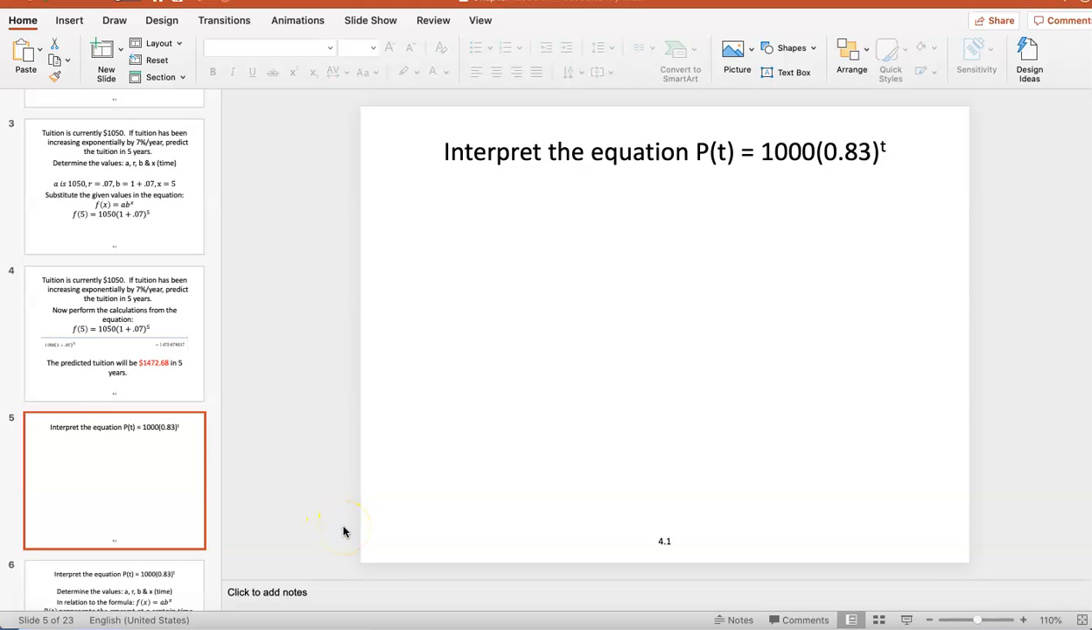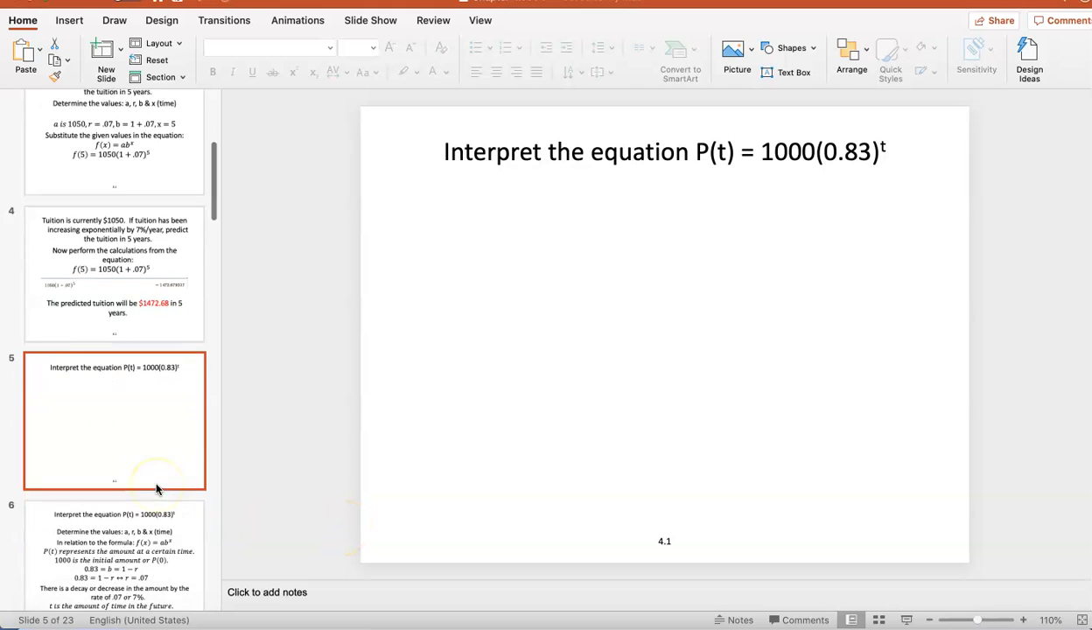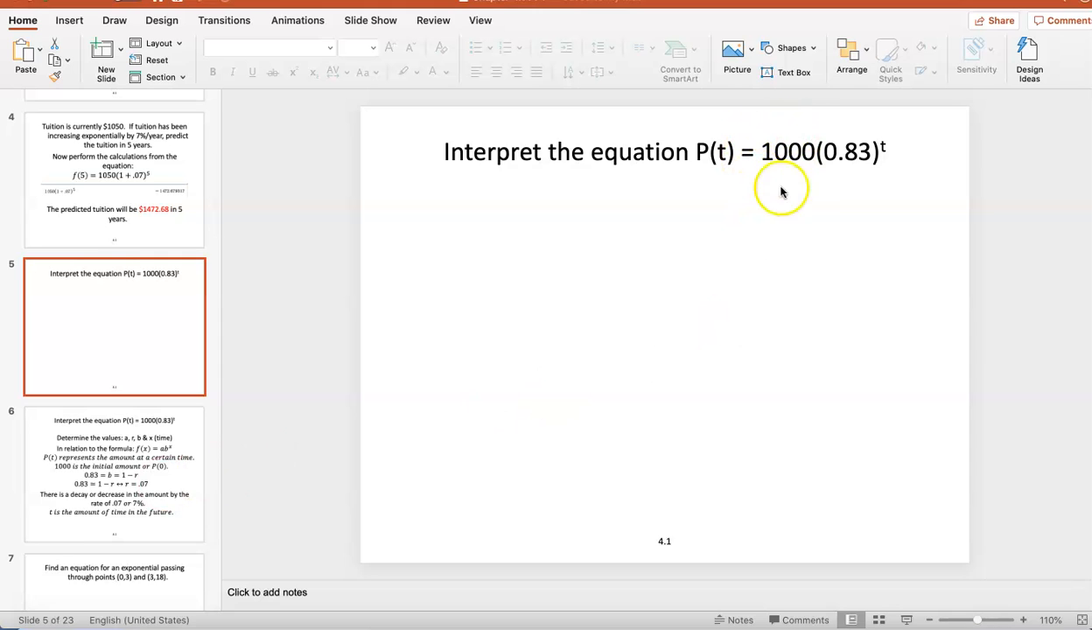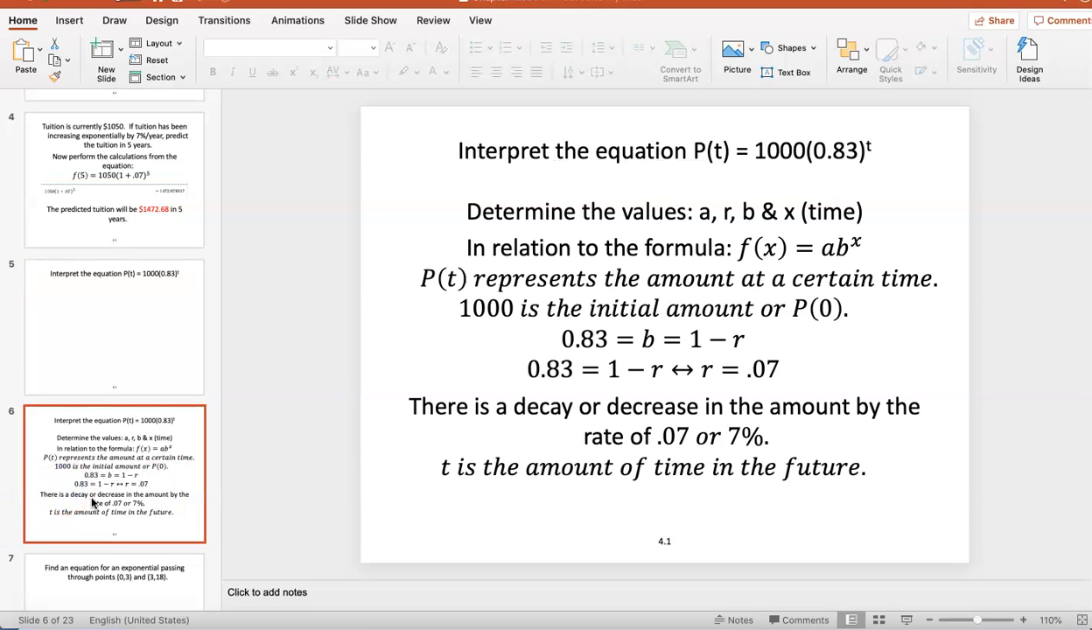Okay, here's an equation, and it says to interpret this equation. So you want to say what the initial amount is, what this means, and so forth. It says determine the values a, r, b, and x, which is time, or sometimes you see it as t, in relation to the formula. P of t represents the amount at a certain time, so 1,000 is the initial amount, or the amount at 0. So 0.83 is b equals 1 minus r. We find r to be 0.07.